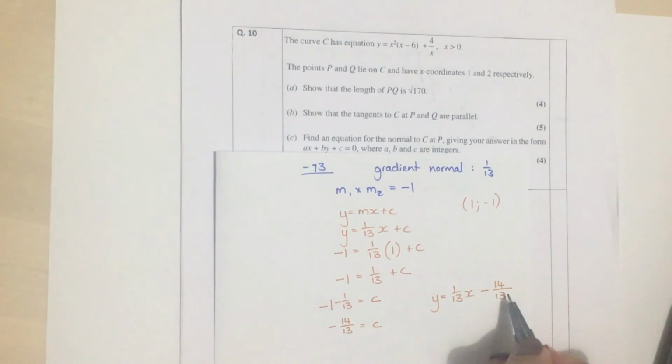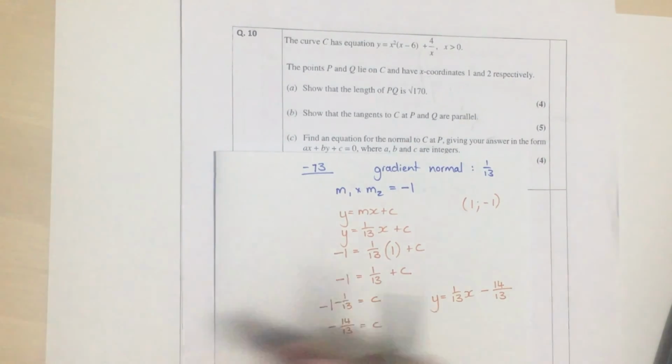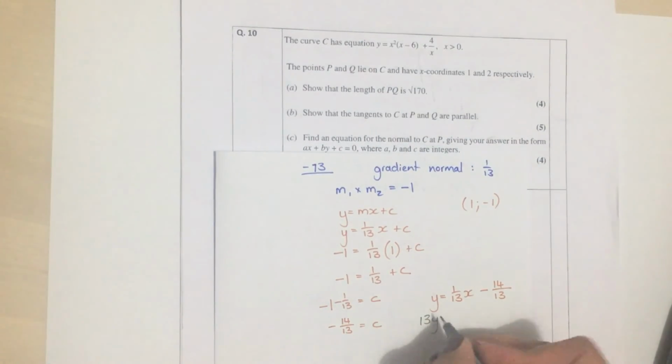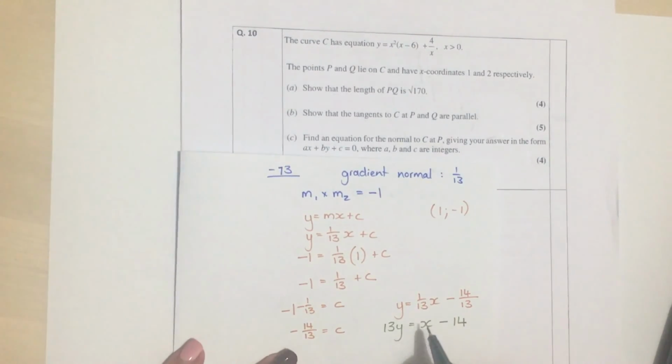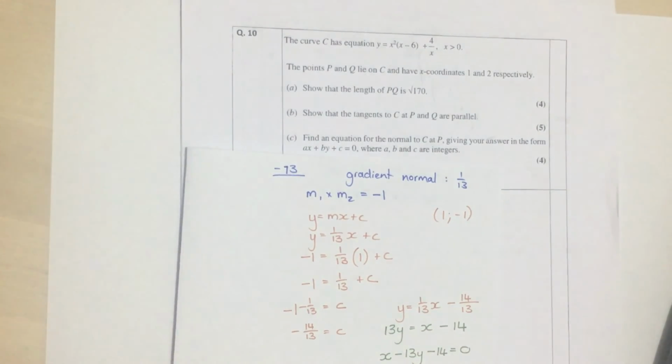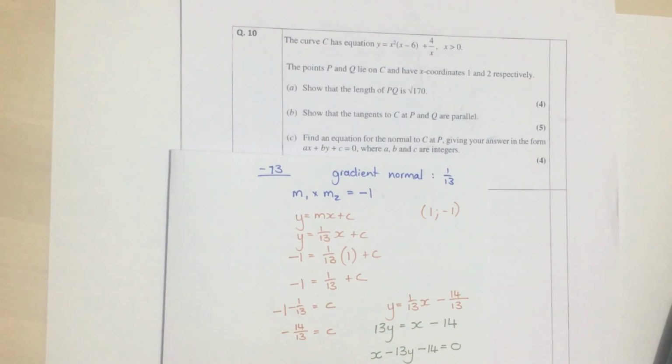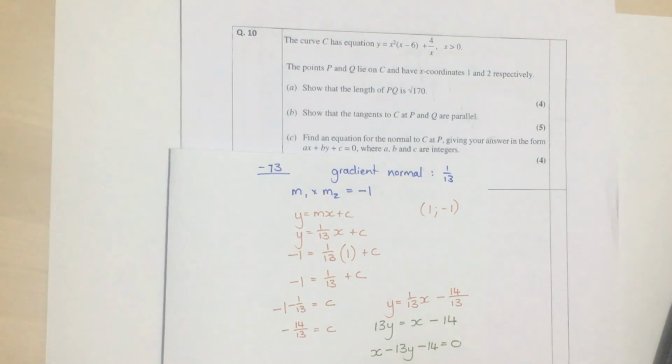And because this 13 makes the fractions look a little bit odd, I'm first going to multiply every single term by 13. So I'm going to take the 13 out there. 13y is going to be equal to x minus 14. And now I rewrite it to be in that form. They want the x first, so I'm going to start with x here, and bring the y, so x minus 13y minus 14 is equal to 0. I simply manipulated the equation so that everything is to one side, and that is the form they wanted it in.